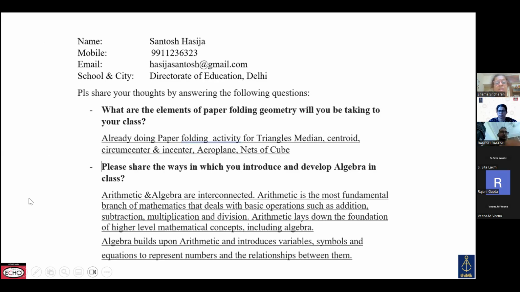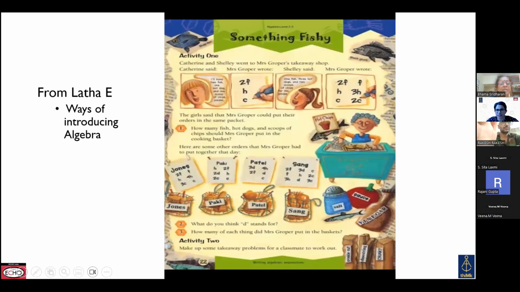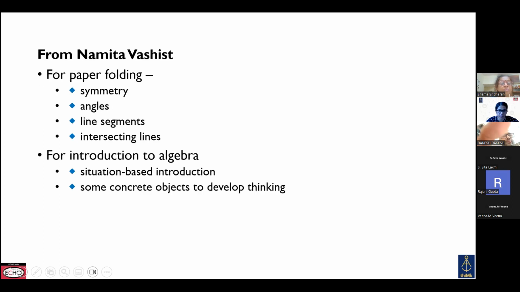So Santosh, are you there? Oh, Santosh is not there, you said, Smita. Santosh, are you there? Would you like to tell a little bit more about? Okay, if Santosh is not there, let's go to Namita. Namita, are you there? Yes, ma'am.